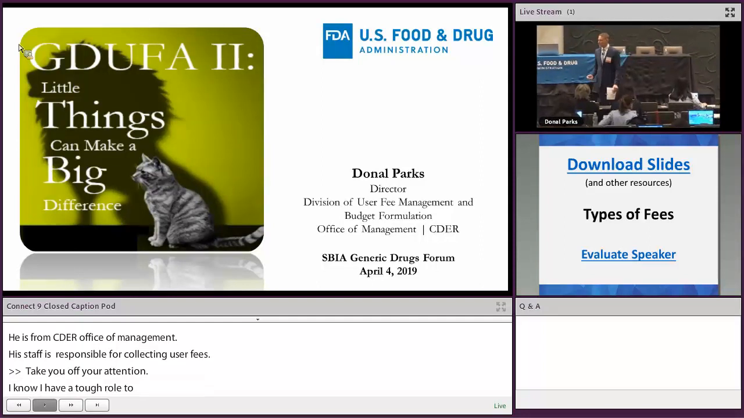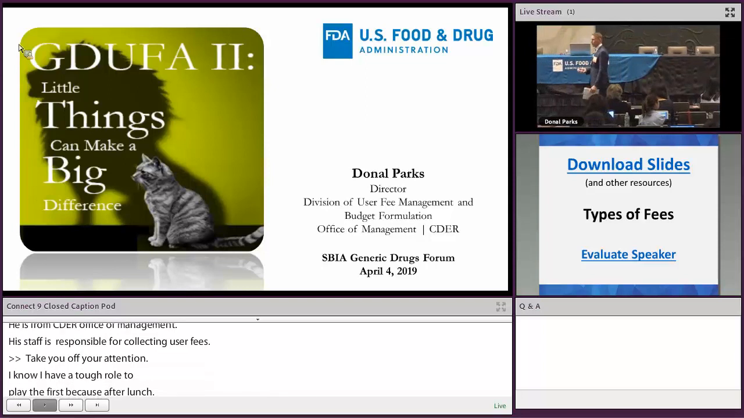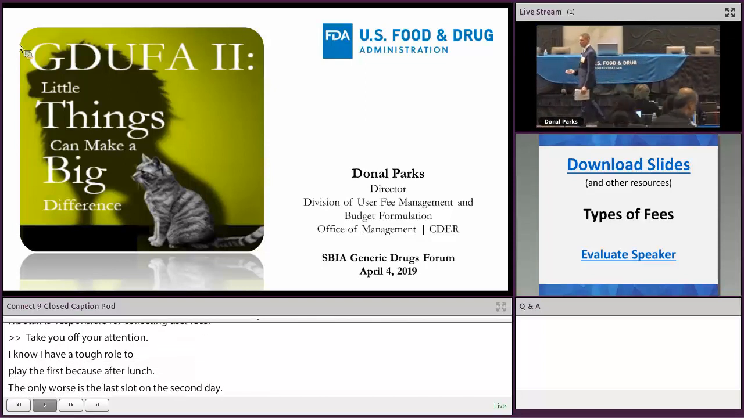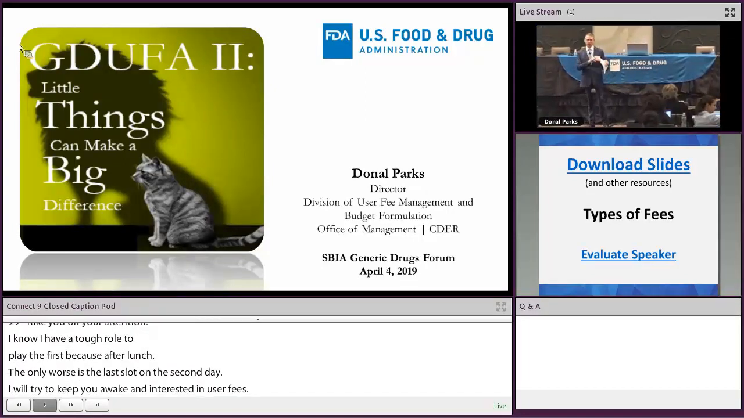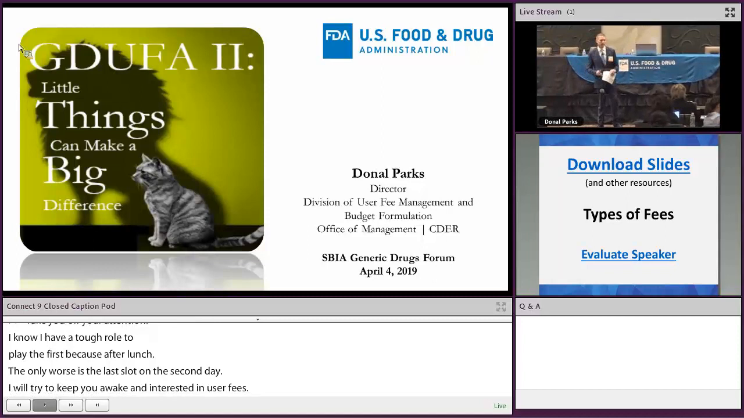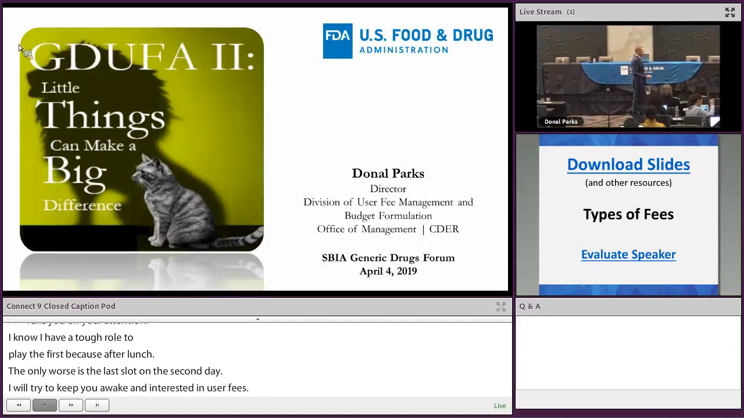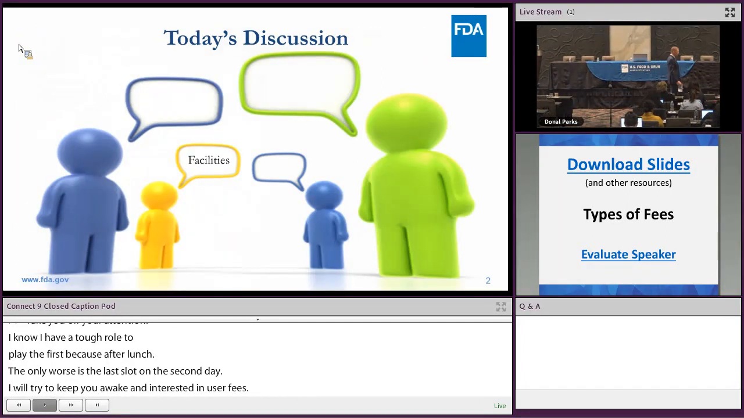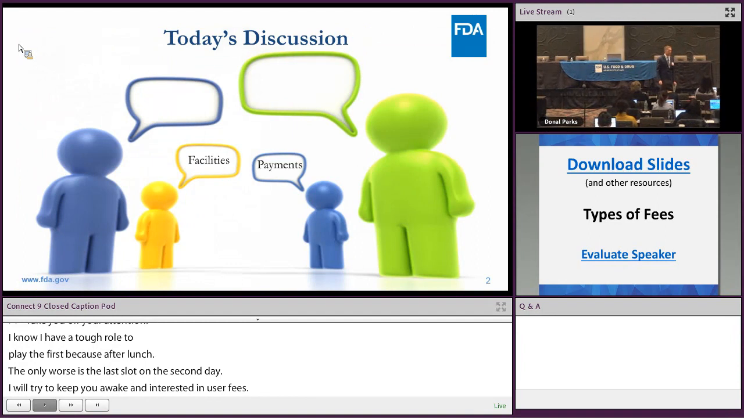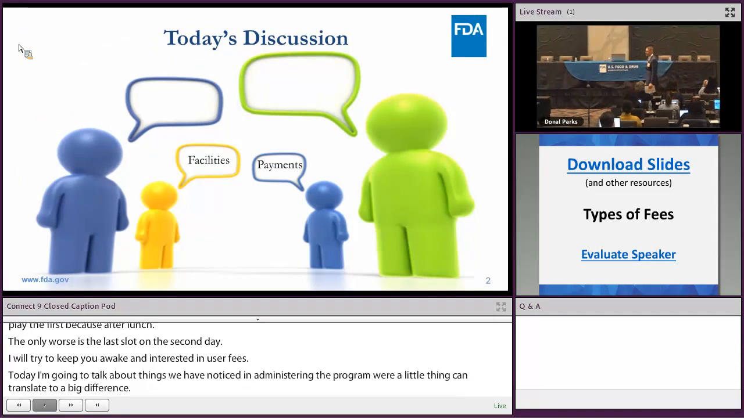So today I'm going to talk about things we've noticed in administering the user fee program where a little thing can translate to a big difference, either a good thing or a bad thing. I'm going to go through some points about facilities, some issues on payments themselves. I'm going to try and show you how things all fit together on our end. And I'm going to talk about the program fee portal, which has been a live issue in the past couple of weeks.